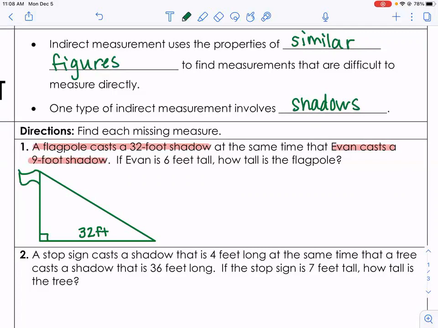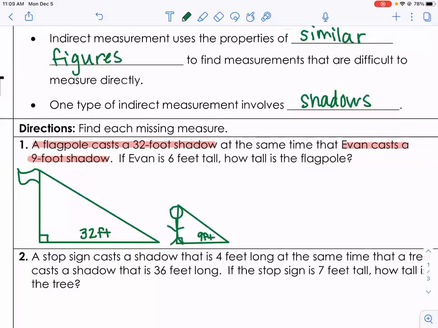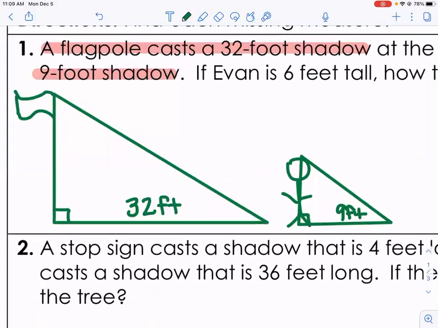Okay, Evan. I don't know who Evan is, but he is casting. That's my brother. I have to draw. Evan is casting a 9-foot shadow. Yes, you have to draw. You got a problem with that? Yes.